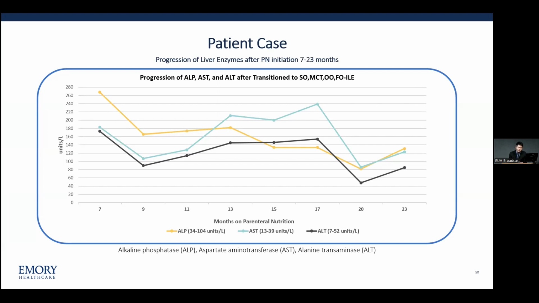After we transitioned the patient to fish oil IOE, the patient's ALP, AST, and ALT levels improved over the first 2 months, but then fluctuated and rose over the next 8 months. This is due to potential risk factors, such as sepsis, a shortage of the fish oil IOE that required us to change to soybean IOE, and other complications. Eventually, this problem was resolved. From month 17 to month 20, the liver enzymes improved, though they began to rise again shortly after.